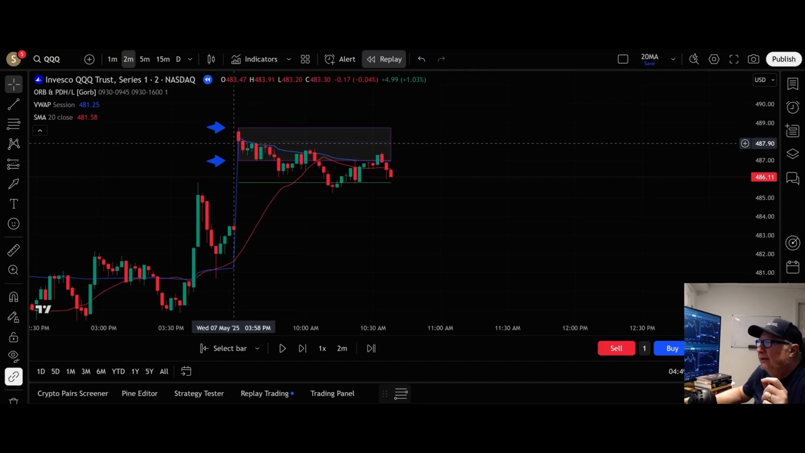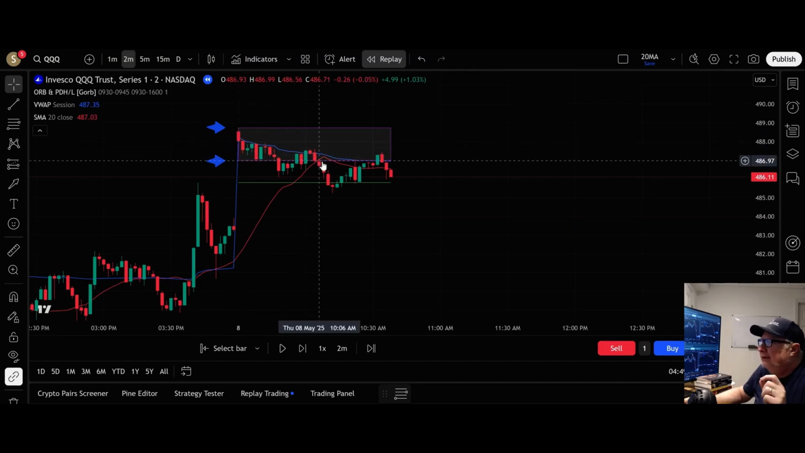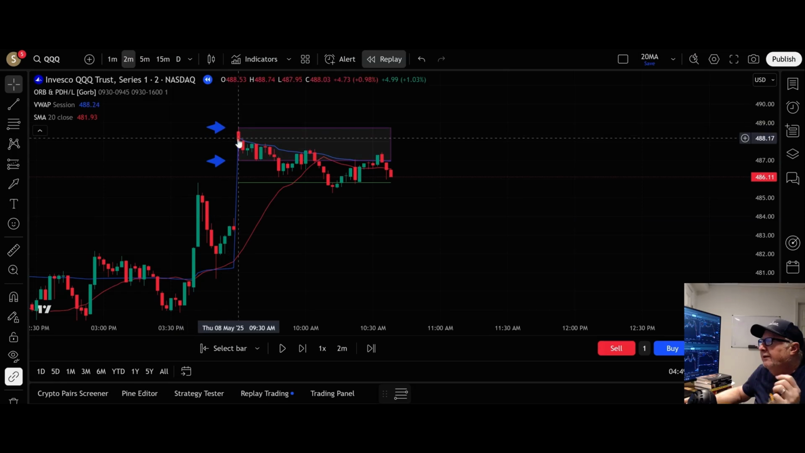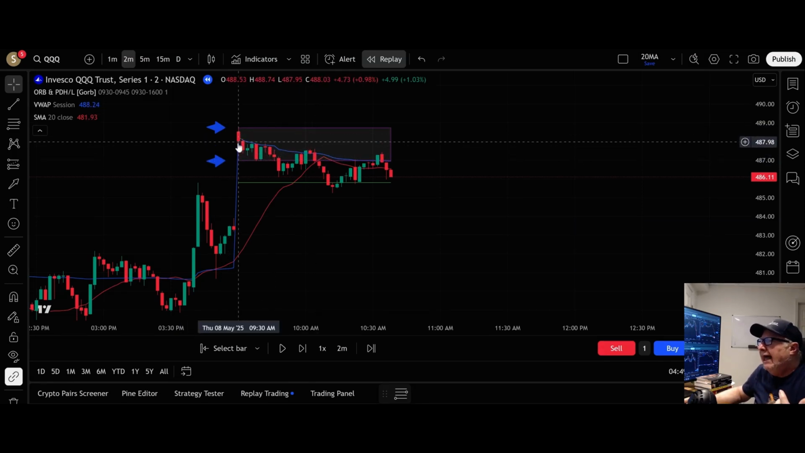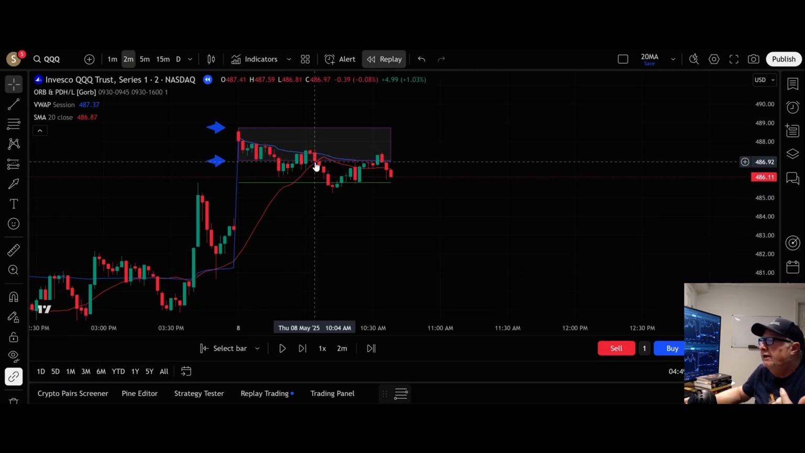One thing to be aware of is that as the 20 catches up after we've had a gap, you want to pay particular attention to that and see if it holds. If the market's in a very positive mood, often you'll get the gap, a move to the 20 on the 2-minute chart, and then a move higher. That wasn't the case here.